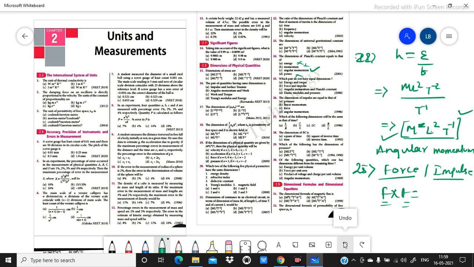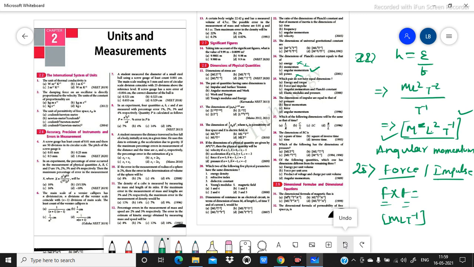The dimension formula of force is M1 L1 T minus 2. Multiply it by the dimension formula of time. After multiplying, I am getting M L T minus 1. So the dimension formula of impulse is M L T minus 1, which matches option 26b.